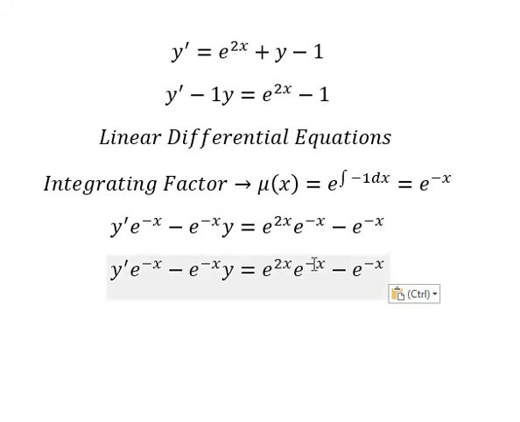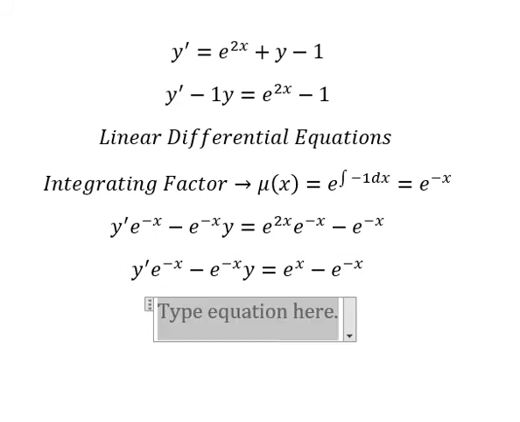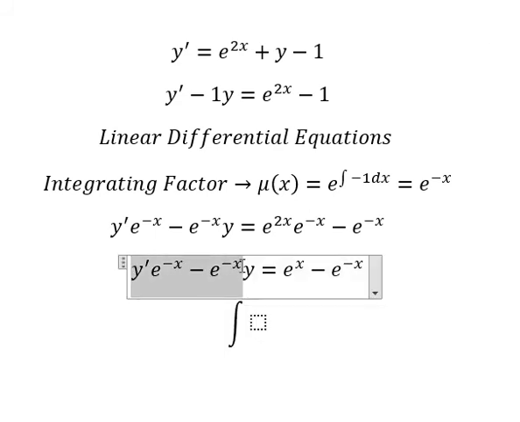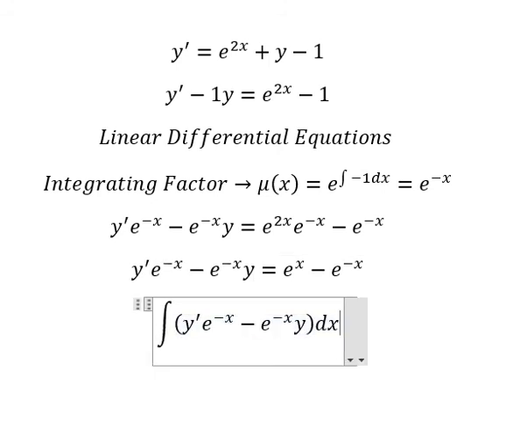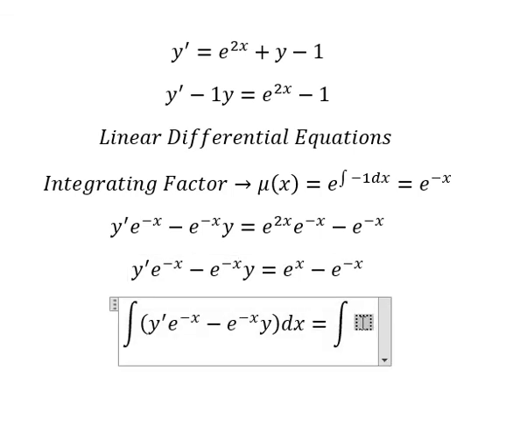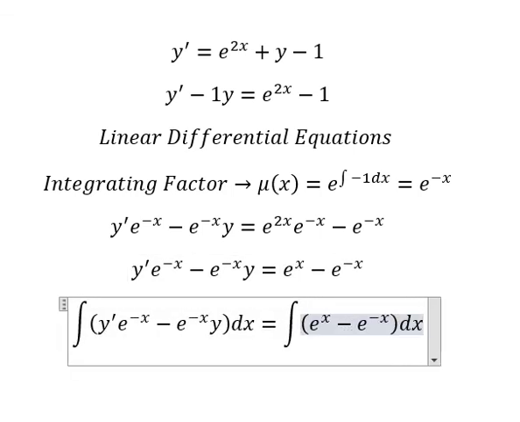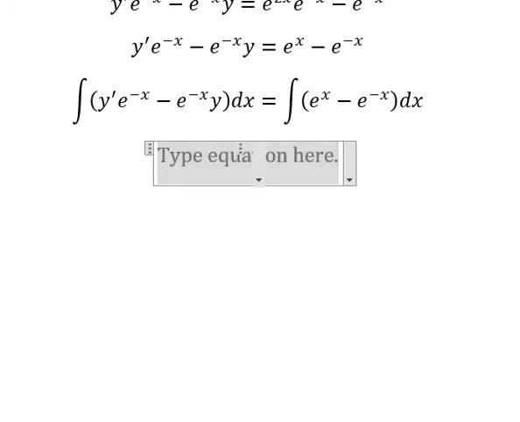So 2s minus s, we have positive s. Next, I will put the integration for both sides. Next, we can use the product rule of derivative.